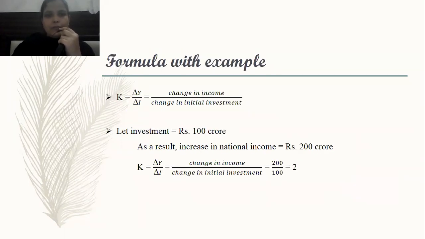Here is the formula of multiplier. Multiplier is the ratio of change in income and change in initial investment. Take an example: let investment equal rupees 100 crore, and as a result, the increase in national income is rupees 200 crore. Then multiplier can be calculated by dividing change in income by change in investment, that is 200 crore rupees divided by 100 crore rupees. The multiplier will be equal to 2.